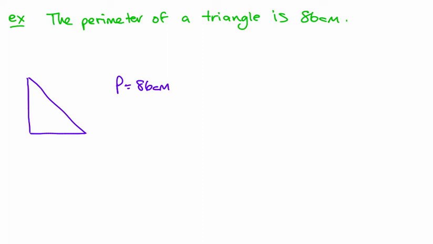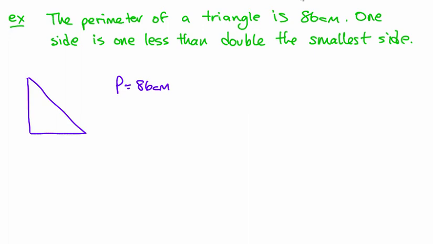One side is 1 less than double the smallest side. Okay, let's translate that. So we've got a smallest side, let's call it x, down here, and another side is 1 less than double that smallest side. So the smallest side was x, and 1 less than double. So double is 2x, and 1 less than that is 2x minus 1. Okay, let's go to the next sentence.